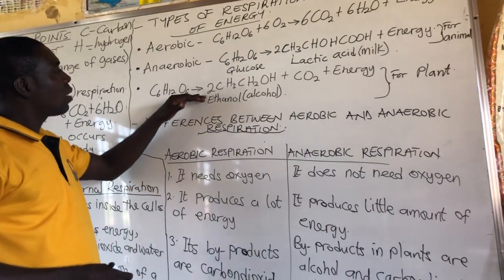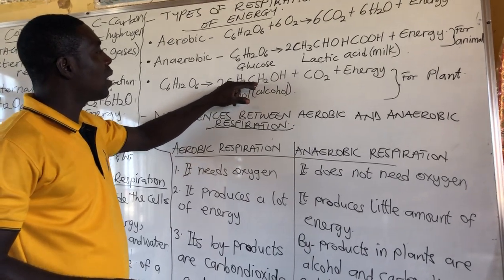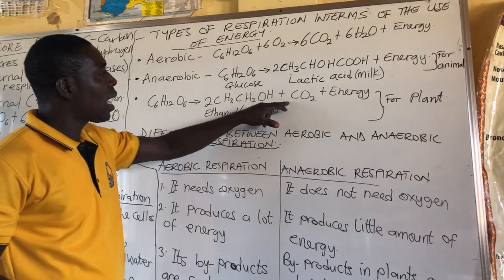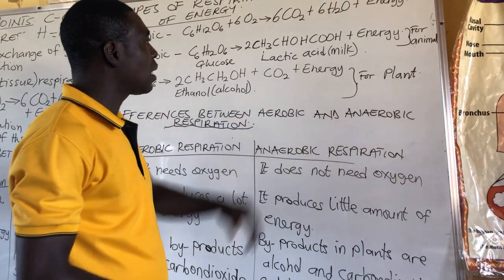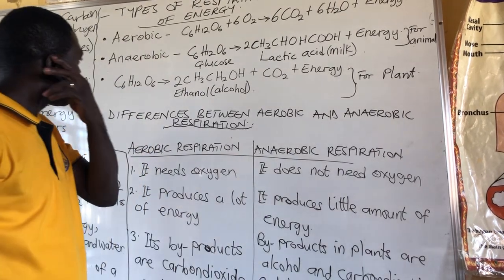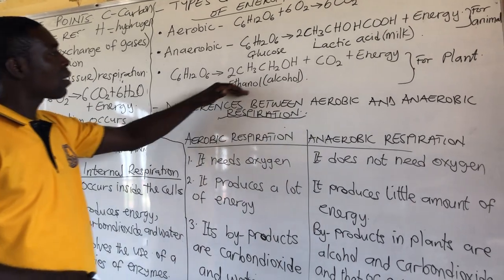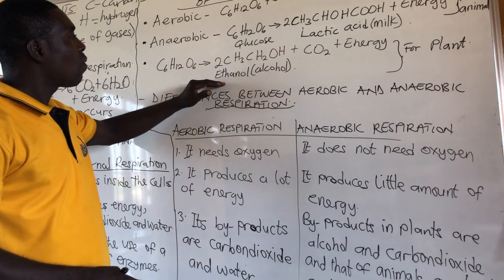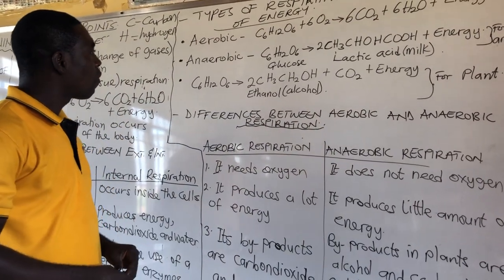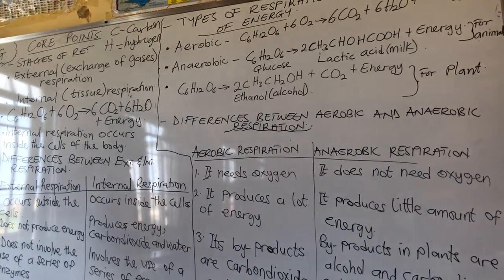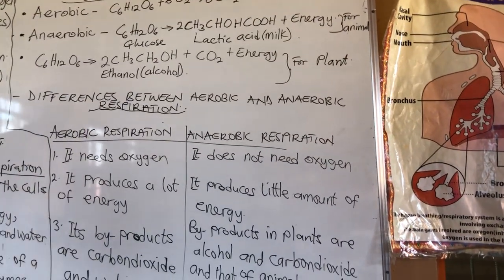Now, this is what it forms. It forms 2CH3CH2OH plus carbon dioxide, which is CO2, plus energy. And this one is for plant anaerobic respiration. And this substance that is formed here, which is ethanol or alcohol, is the product from anaerobic respiration. So that is the byproduct of anaerobic respiration.